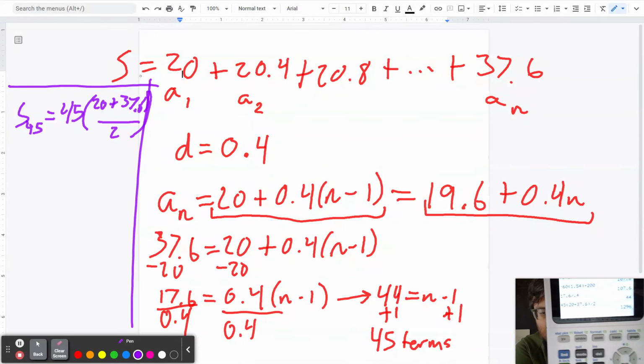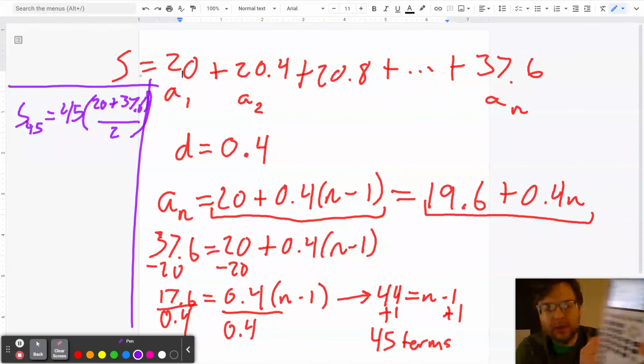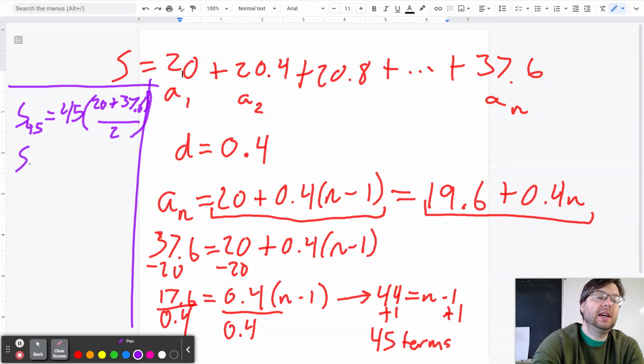So I typed it in there, got 1296. So that is the sum of all of the terms of the series.